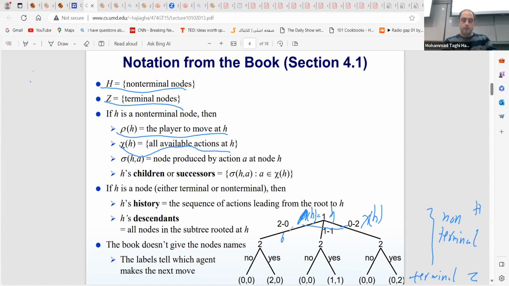this is sigma of H, A, the node produced by action A at node H. For example, if this is a node H and we take the action 2, 0, then the result would be this node 2. That tells you who the child of this vertex is if we use this particular edge.